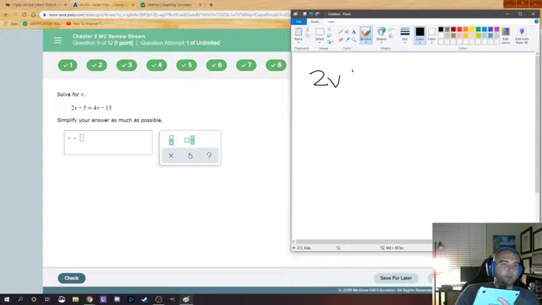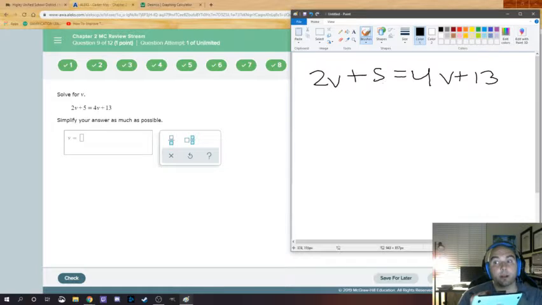Okay, next problem. We got 2v plus 5 equals 4v plus 13. So these are not on the same side. So unlike the last one, I can't just combine 2 and 4 together. And I definitely should not combine 2 and 4 together. If you were to look at this and try and turn 2 and 4 into 6, you've definitely made a mistake. You want to remove one off one side, and I want to remove the smaller amount, the 2.